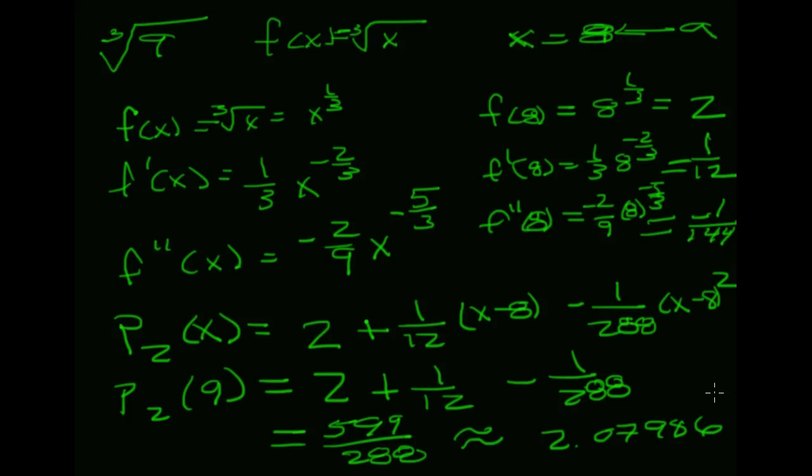Okay. So this is my estimate for the cube root of 9. Now the question is, how good is that estimate? How well did we do? Without actually taking the cube root of 9, because I don't have a method for doing that, there has to be a way to check this. So this is where my Lagrange error formula comes in.